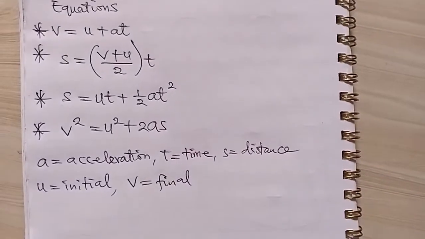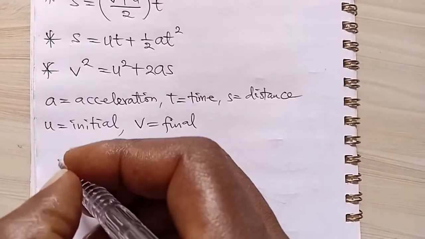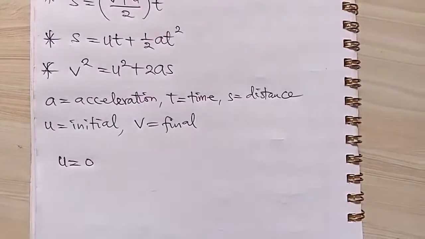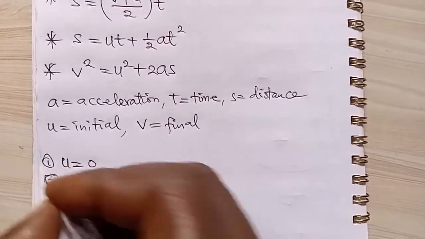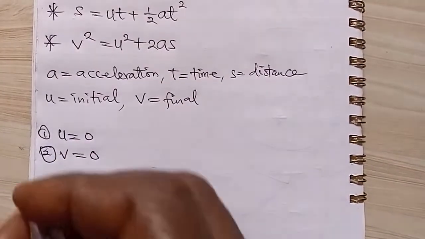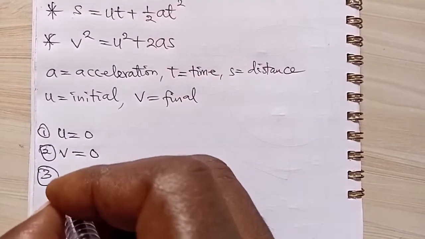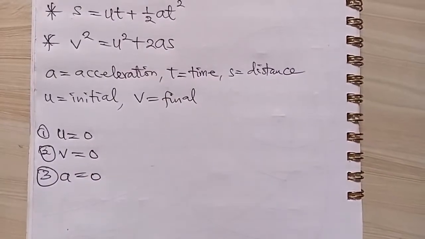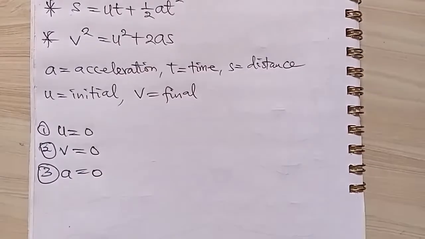So let's now look at the rules for linear motion. We have the number one rule that whenever a body starts from rest, it means that initial velocity is 0. The second rule is that whenever a body comes to rest, the final velocity V is 0. Then the third rule is that when a body is moving with constant speed or velocity, then it means that the acceleration is 0. We also need to note that the opposite of acceleration is called retardation.